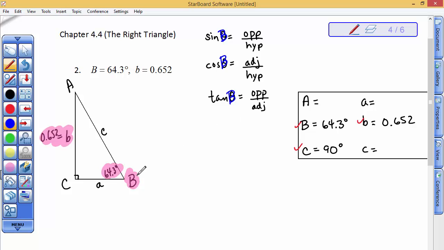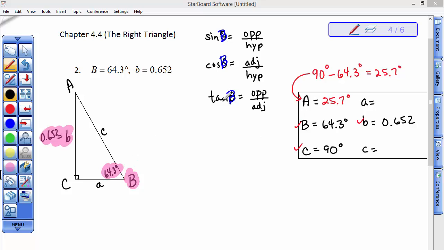However, before I go there, I'm just going to use red for this. Before I go there, I'm going to find the size of angle A by taking 90 degrees and subtracting the 64.3 degrees. That gives me 25.7 degrees for angle A. Good enough. All right, let's try to find side A and side C without writing all three trig functions.